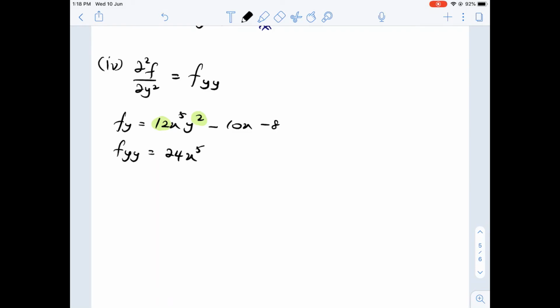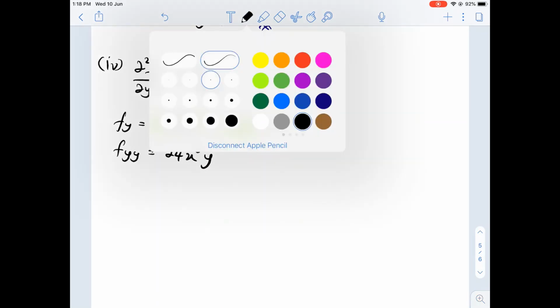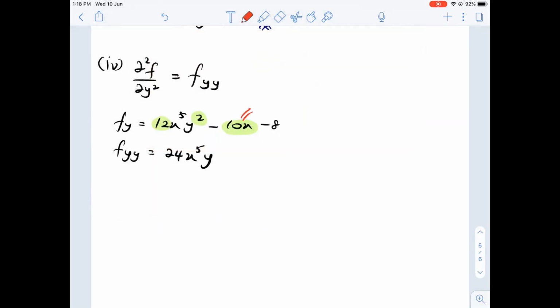Just copy it down here. And then y, 2 minus 1, we get y to the power of 1 only. Now, since we differentiate this with respect to y, x becomes a constant, right? So if we differentiate negative 10x with respect to y, we will get 0. In this case, negative 8 is also a constant, so if we differentiate negative 8 with respect to y, we also get 0. So that's it. This is the answer.